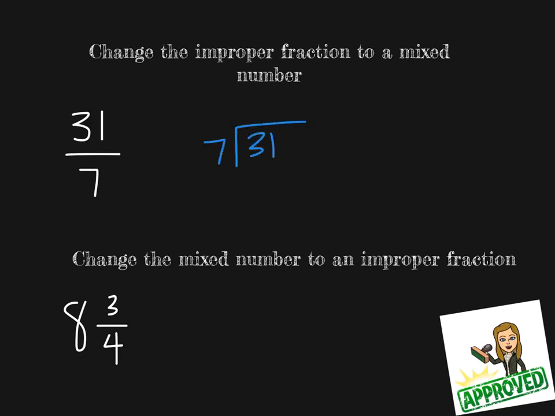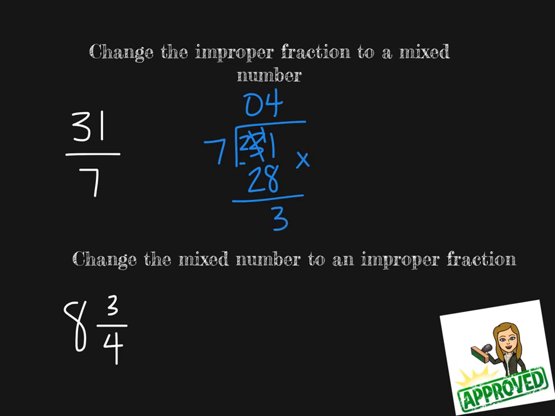7 does not go into 3, but 7 does go into 31. We need to figure out how close we can get. 7 times 5 would go over, so 7 times 4 is the closest I can get. 7 times 4 is 28. When I subtract, I need to borrow. 11 minus 8 is 3. So that's the remainder. There's no more numbers to bring down.